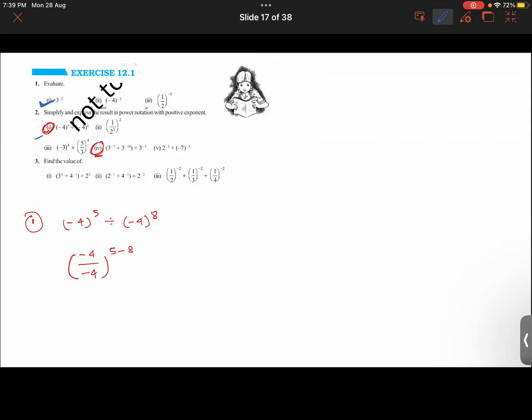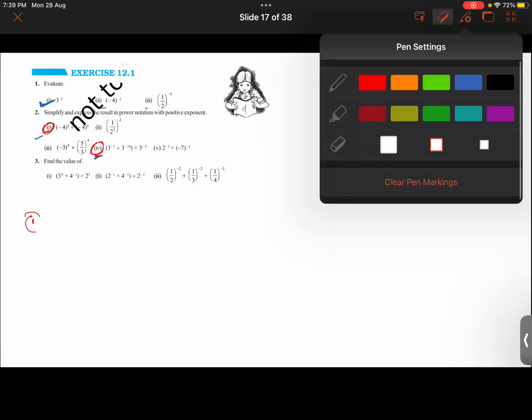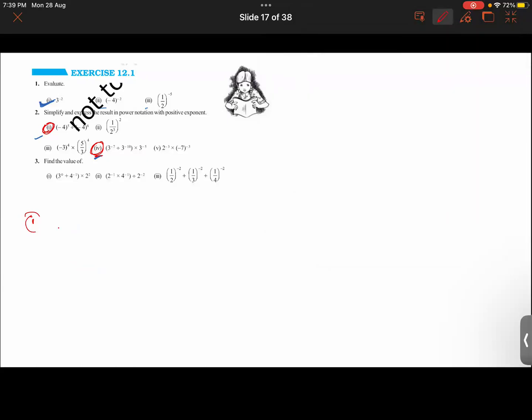Question number 1 and question number 4 only. So the first one is 9. No, I have told you guys to solve the second one. It will be 1 upon -64.